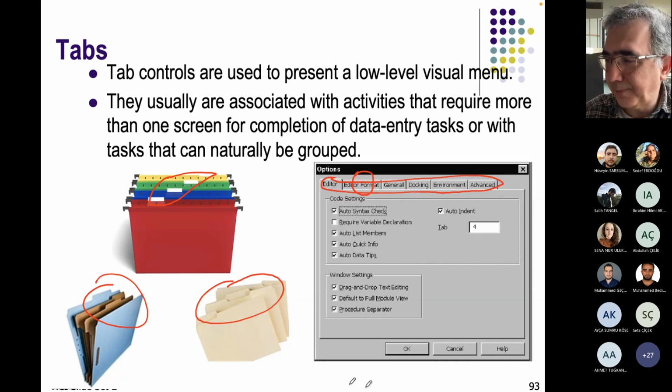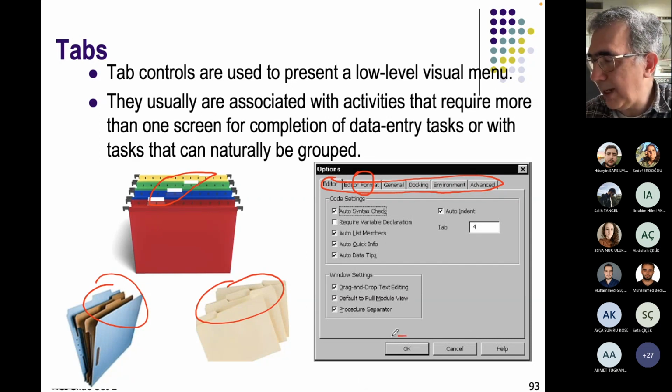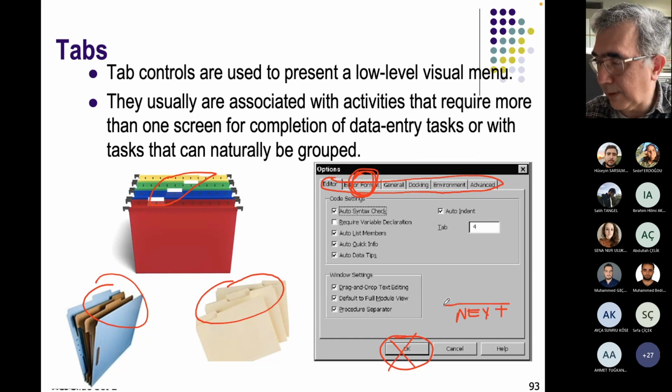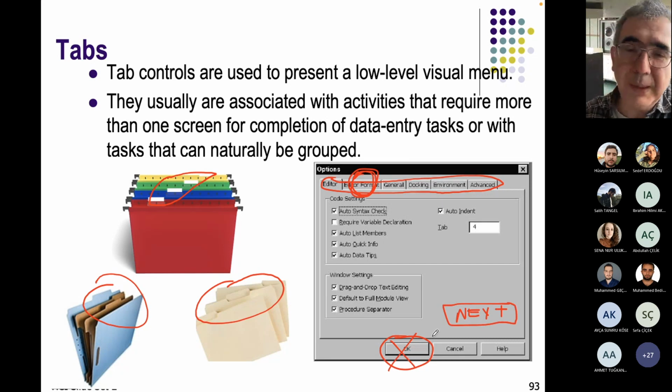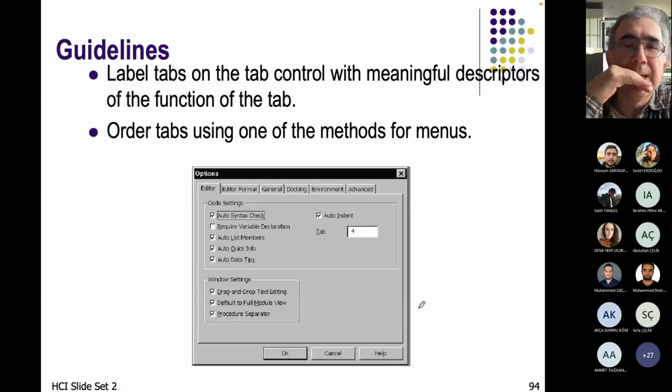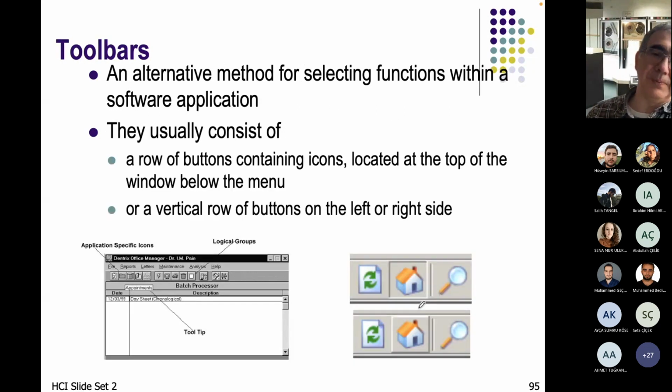So when you say OK here, and there is more information here to fill, obligatory, then this shouldn't be there. There should be a Next button here. And OK should be at the very end. Okay. Yeah, the same thing. Order tabs using one of the methods for the menus.